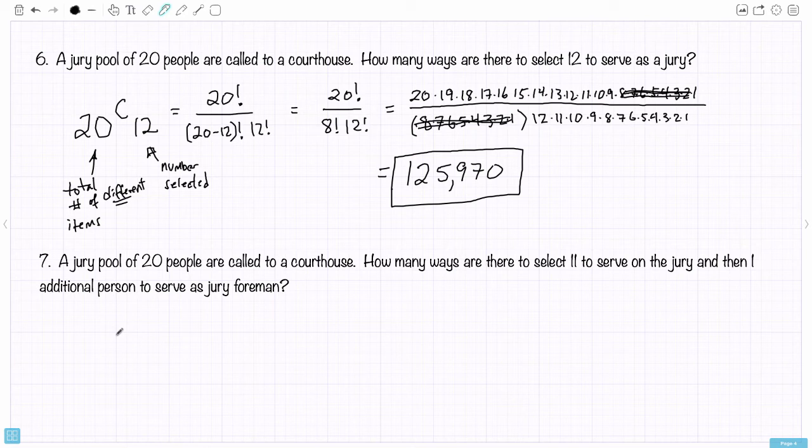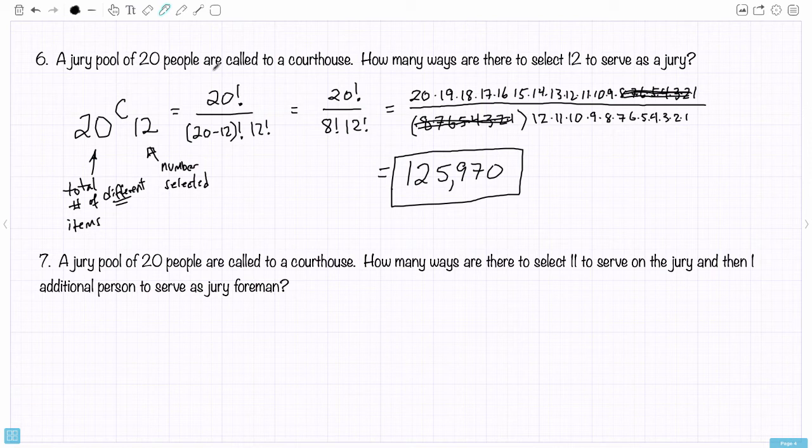Now let's look at question 7. Question 7 says a jury pool of 20 people are called to a courthouse. How many ways are there to select 11 to serve on the jury and then 1 additional person to serve as the jury foreman? This question is different than number 6. In number 6, I just picked 12 people in any particular order and it didn't matter what order they were selected.